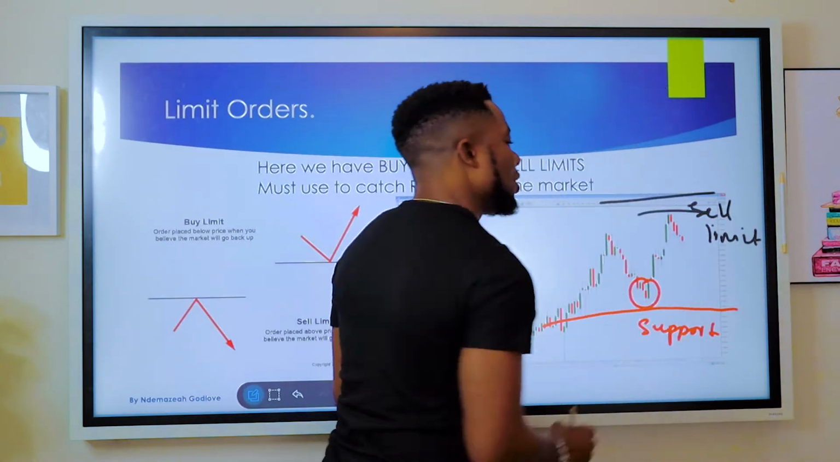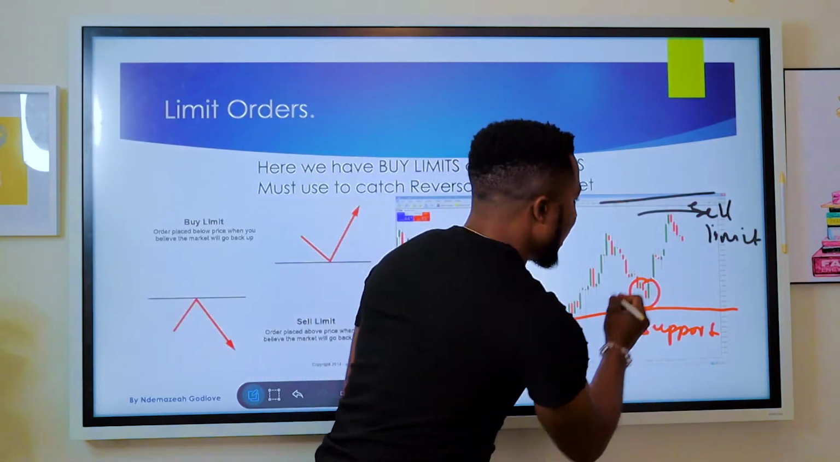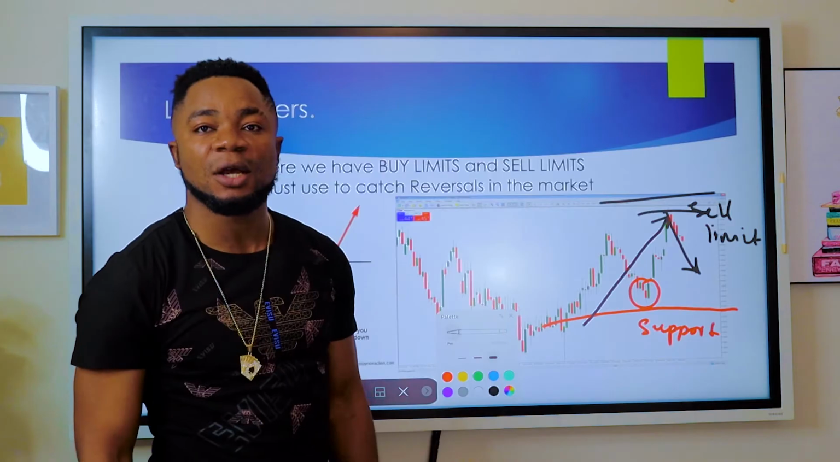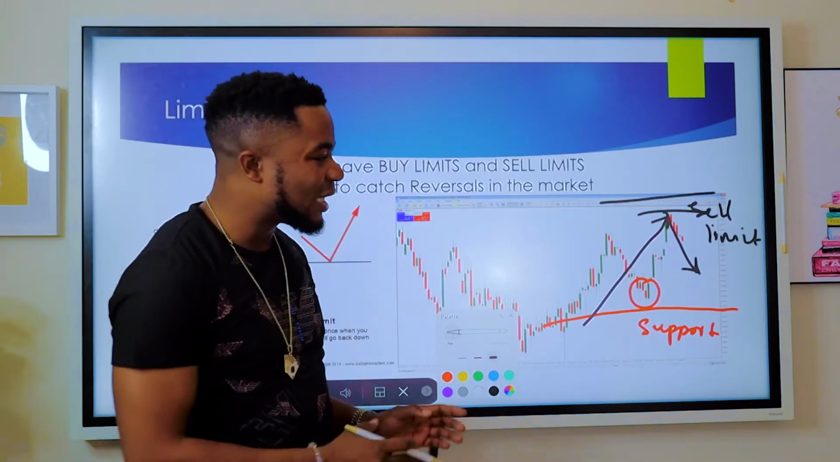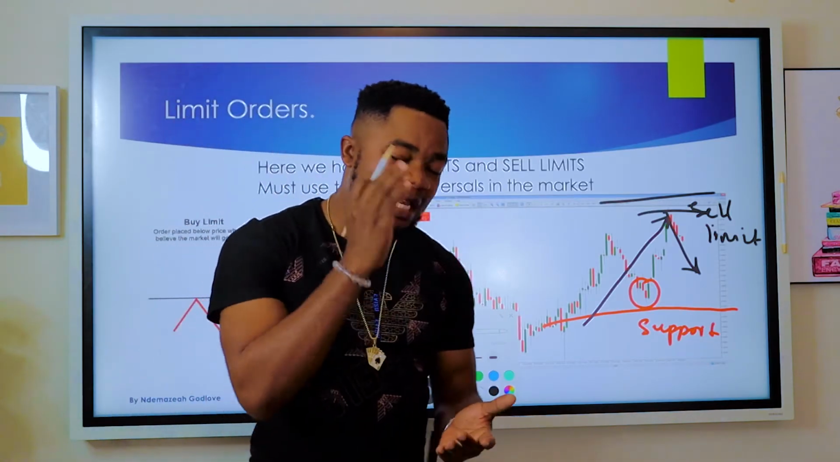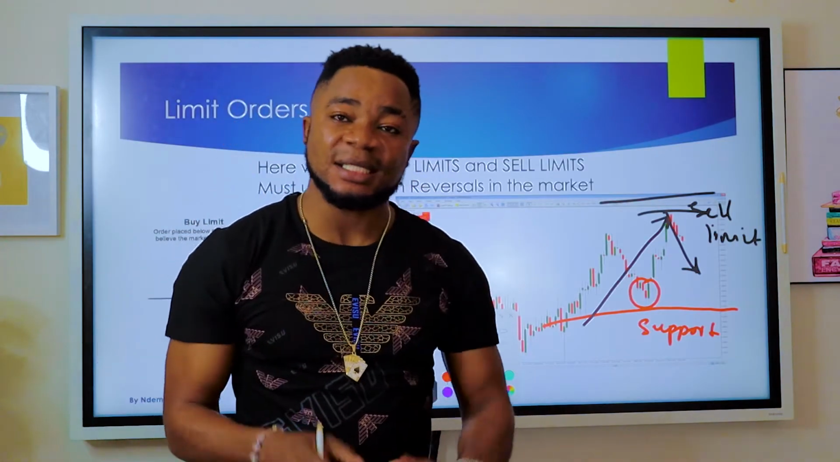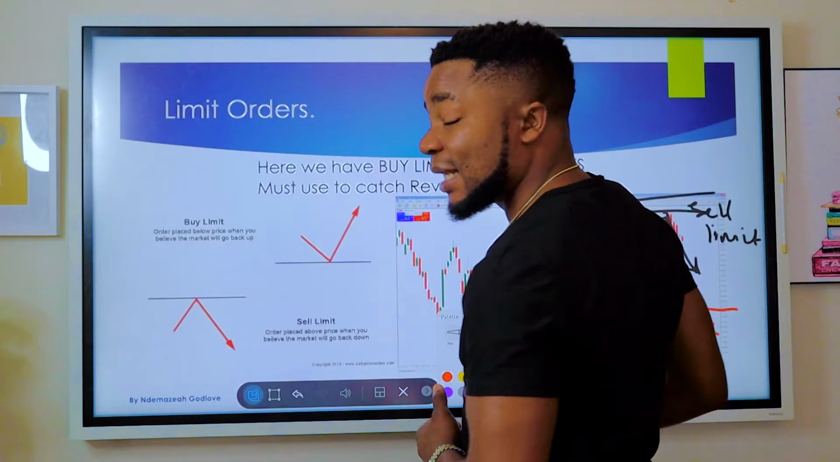We put our sell limit somewhere here. And what happened? The market came up, hit our sell limit, and went immediately in the opposite direction. So that is what happened. You have to know sell limit and buy limit are used for market reversals, to catch reversals in the market. So I've just explained sell limit to you guys.